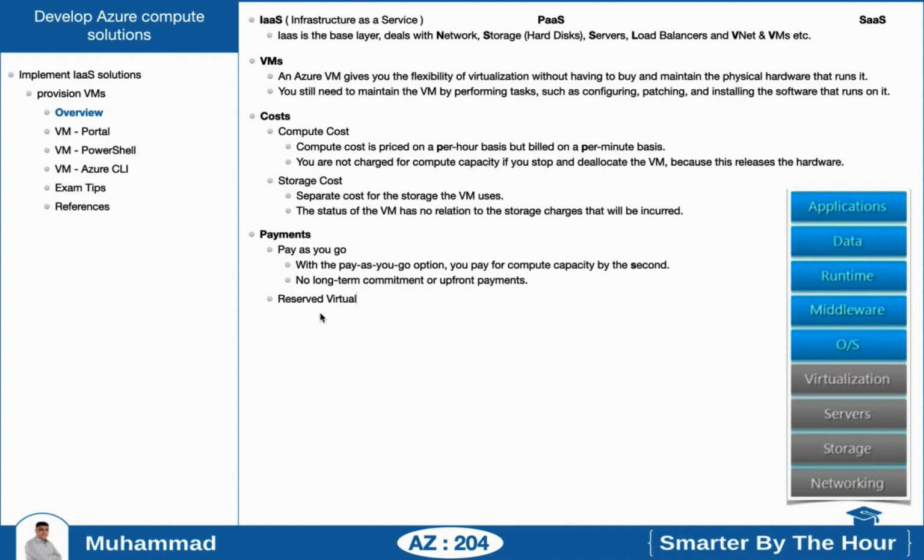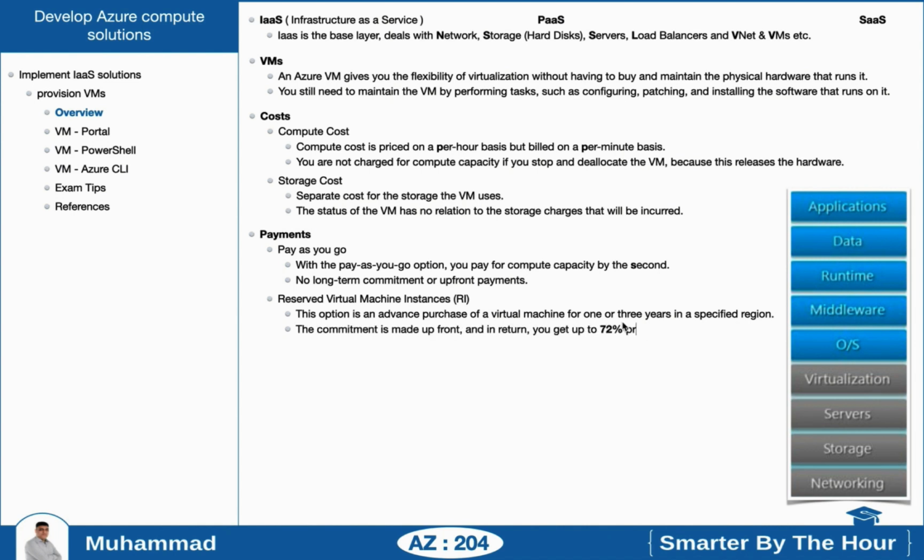On the other hand, the second option is reserved virtual machine instances. This option is an advanced purchase of a virtual machine for 1 or 3 years in a specified region. So 1 or 3 years means the commitment is made upfront. But by making that commitment upfront, you will get the benefit of up to 72% price savings compared to pay-as-you-go pricing.